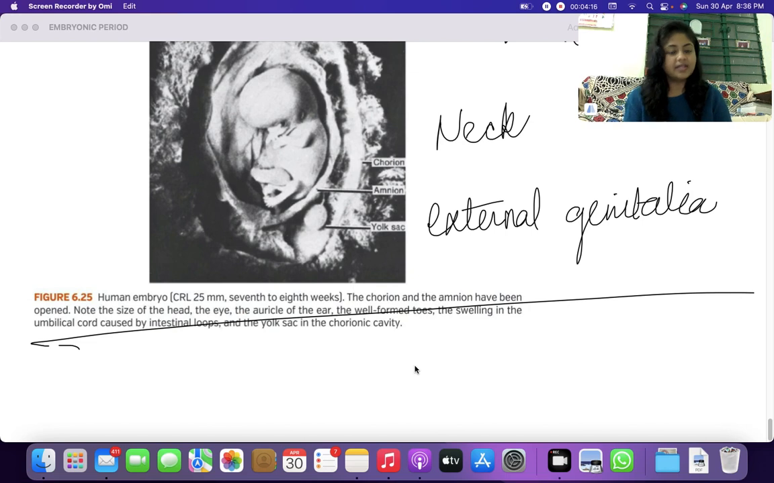So in summary, embryonic period is a period of organogenesis. Fusion defects will lead to anomalies.